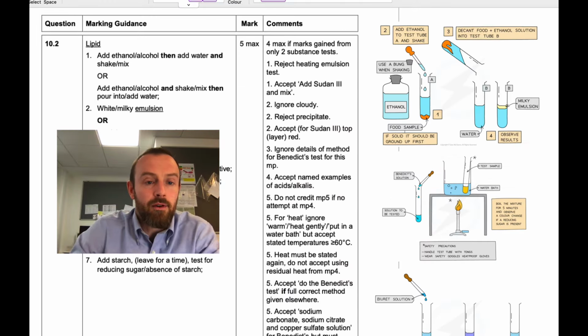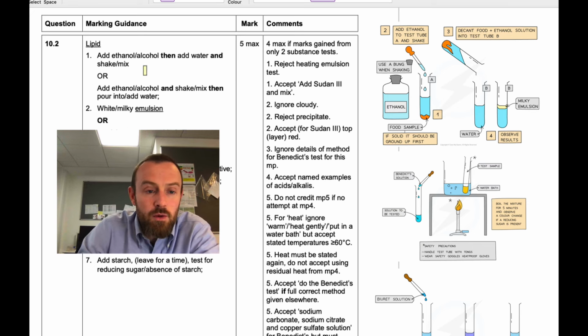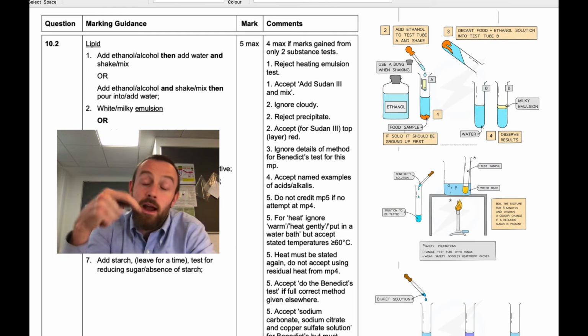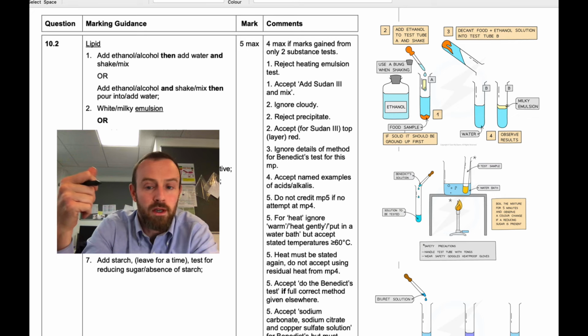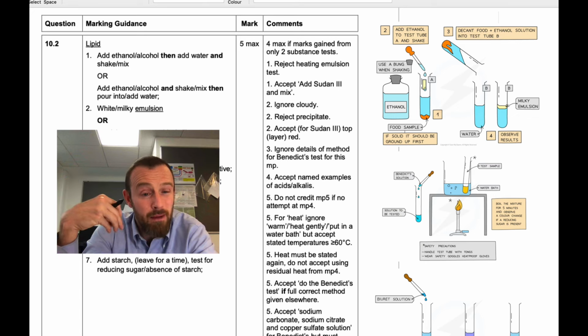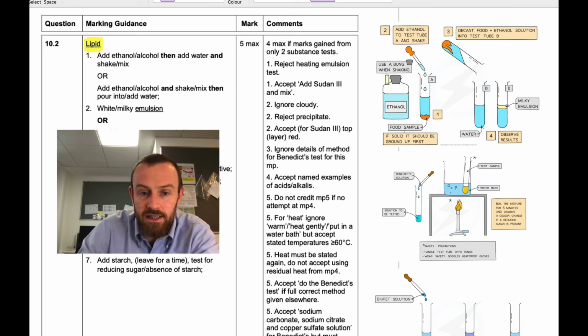Okay, so here we have the biochemical tests. First of all, the lipid test. So first you add ethanol to the food sample, that's shown here, and then you shake it up and mix it really well. That dissolves some of the lipids in the ethanol, and then you add water. When you add water, that dilutes the ethanol, and it means that some of the lipid will come out of solution as a milky white emulsion, which generally, if you leave it, will rise to the top, or it just might make the solution cloudy. So that's the lipid test there. Remember those steps.